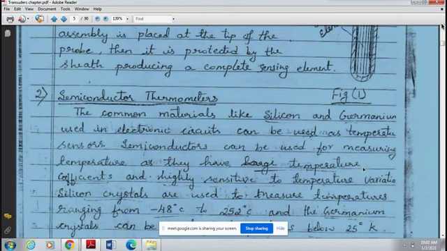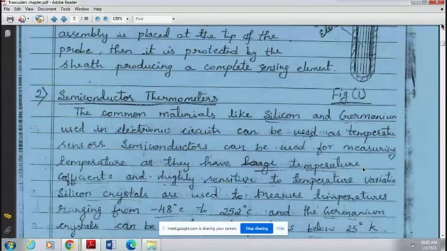What is that? The material used should be highly sensitive, so a small change in the resistance of the conductor and the change in the temperature should be large. So whatever small change exists in the resistance, that change with respect to the temperature should be large. Okay, and the material should be capable of withstanding high temperatures also. So whichever conductor is selected for a resistance temperature detector, it has to exhibit these characteristics.